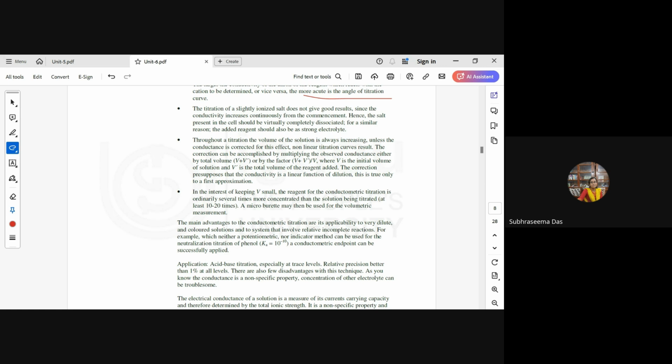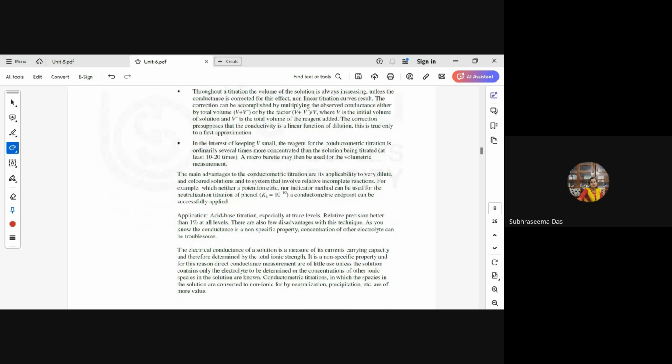Throughout the titration, the volume of the solution is always increasing, and unless the conductance is corrected, a non-linear titration result is obtained. That is why the correction is important, assuming that conductivity is a linear function of dilution, which is only true as a first approximation. In the interest of keeping the volume small, the reagent for conductometric titration is ordinarily several times more concentrated than the solution being titrated. A microburette is particularly used for this purpose.